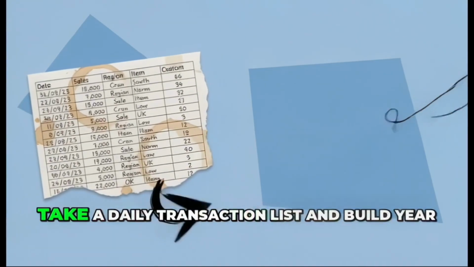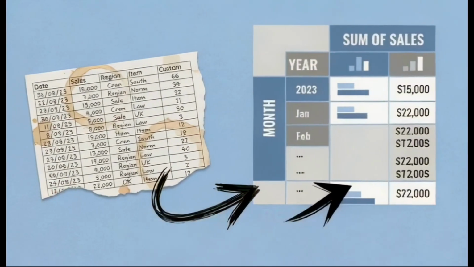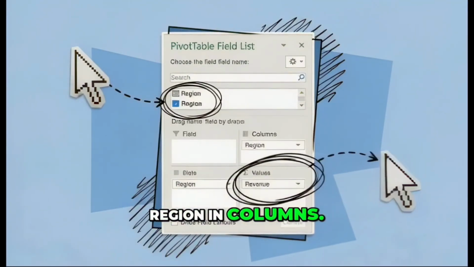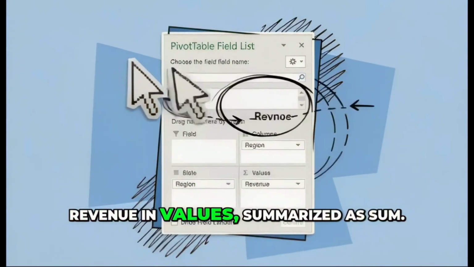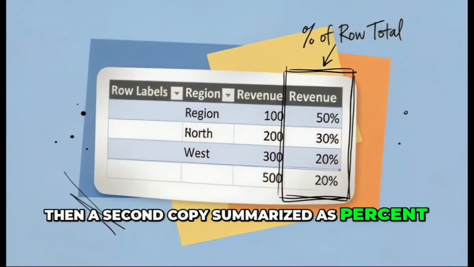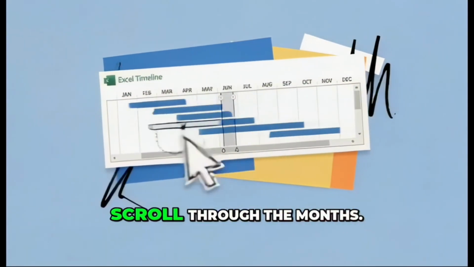Try this. Take a daily transaction list and build year and month in rows. Group the date field. Region in columns. Revenue in values, summarized as sum. Then a second copy summarized as percent of row total. Insert a timeline on the date field and scroll through the months.